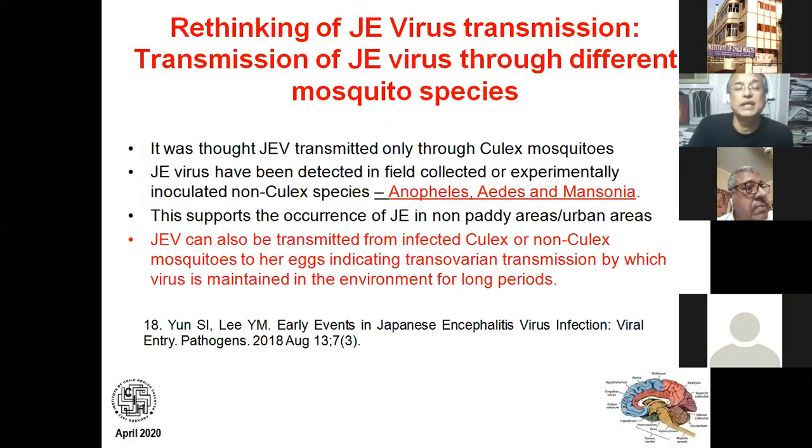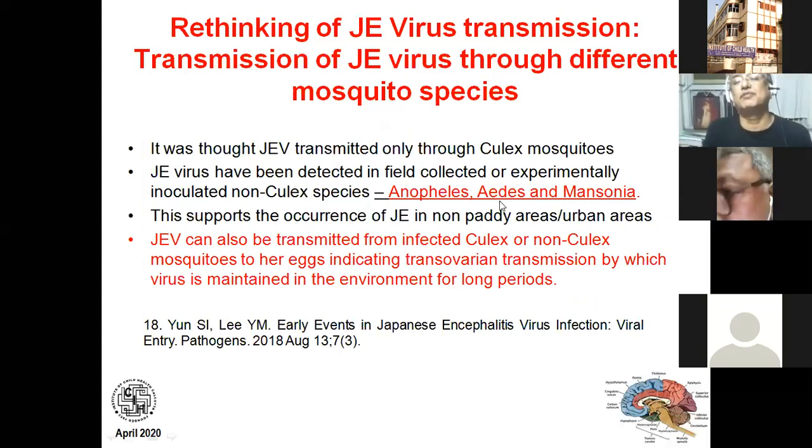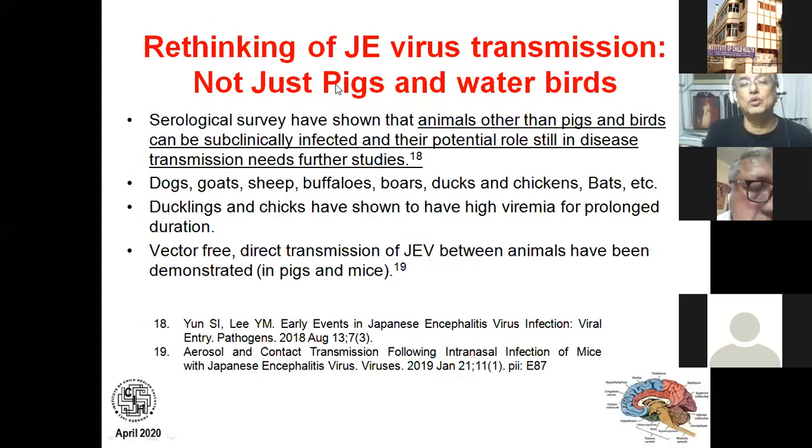And next, previously it was said that it is a Culex mosquito, but now it has been seen that Japanese encephalitis is also being transmitted by Anopheles, Aedes, and Mansonia mosquitoes. And also, not only pigs and water birds, it has been seen that Japanese encephalitis can also be transmitted by other animals. So these are the new things that are coming.